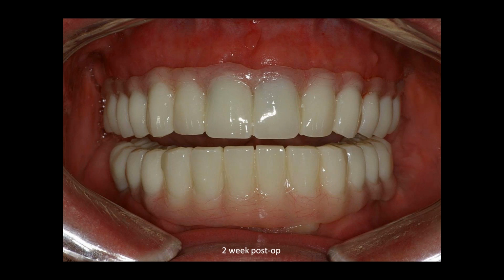This is at the 2-week post-op. The sutures have in fact dissolved, and the patient is very pleased with the provisional restorations that he has. When we take a look at the provisional restorations, we can see that already the patient's smile is a broader smile. He doesn't have a deep impinging bite. And in fact, the patient feels much more confident with his smile.